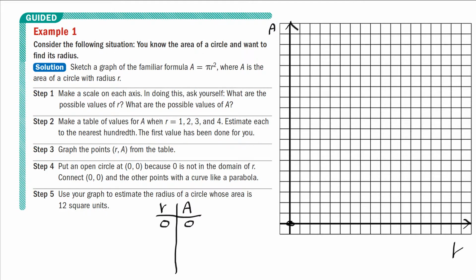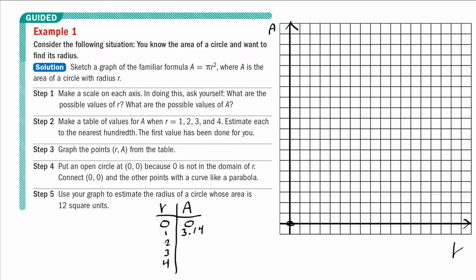Okay, so I make values for the table when r equals 1, 2, 3, and 4, and estimate each to the nearest hundredth. This is done after you've done the calculation. That does not mean that you use 3.14 for pi. You use the pi button on your calculator. Once you get your results, then you round or estimate to the nearest hundredth. So when r is 1, that's going to end up being 1 times pi, and that will be 3.14.